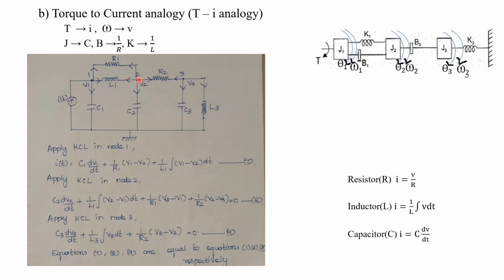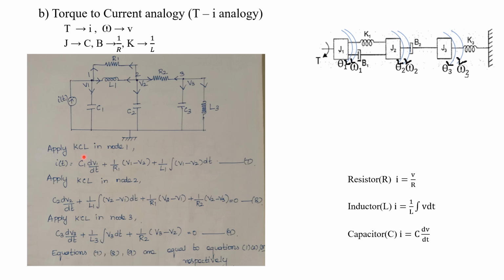In node 2, there is no source like this, so there will not be any incoming current. All currents we have to assume as outgoing currents, that is, away from the node. Now consider node 3. Here there is no current source, so all are outgoing currents. We have to assume it like this, similar to the clockwise direction of current in the loop for the torque to voltage analogy. Here, for each and every node, we have to assume the current which is away from the node.